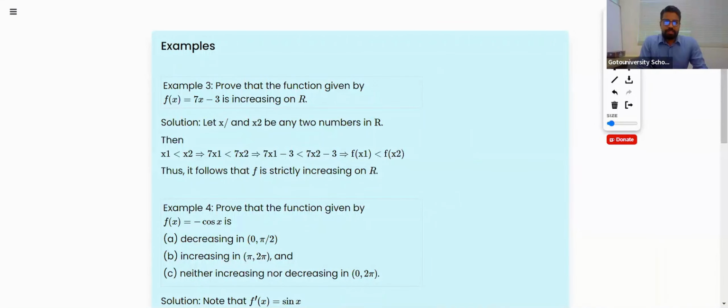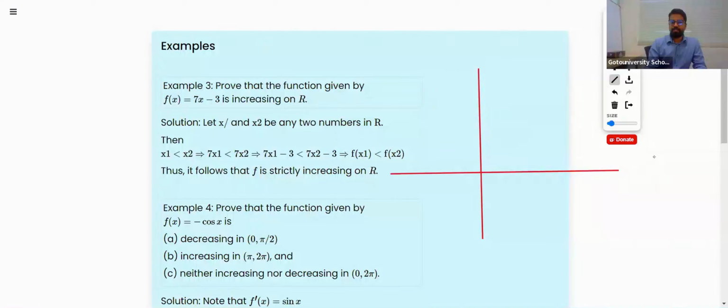Prove that the function given by f of x is equal to 7x minus 3 is an increasing function. First of all, let me not use the differentiation part. Instead, I'll show you this graph directly. What is the slope of this graph? Can you recall the equation of a line in the form y is equal to mx plus c? So in this question, we have y is equal to 7x minus 3. What is the y-intercept here? Minus 3.